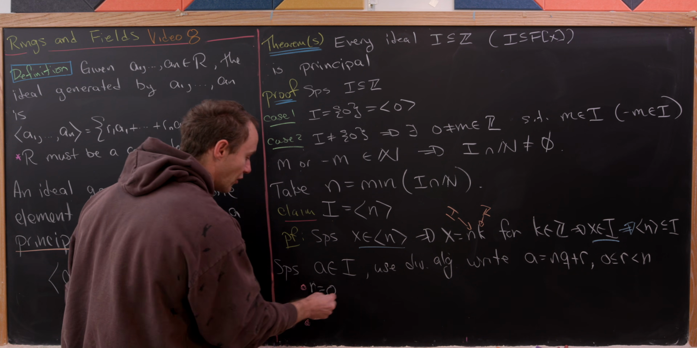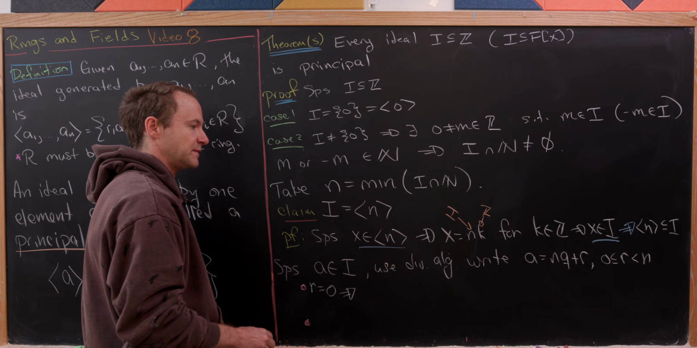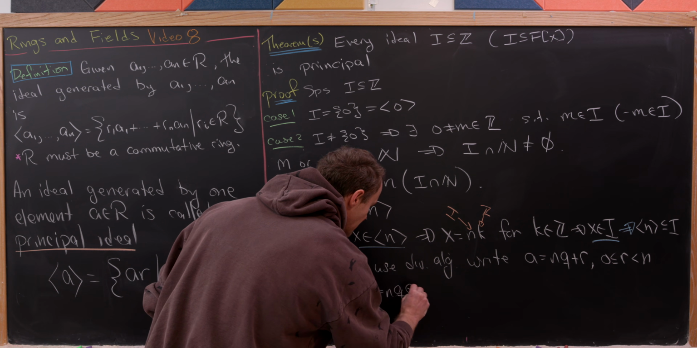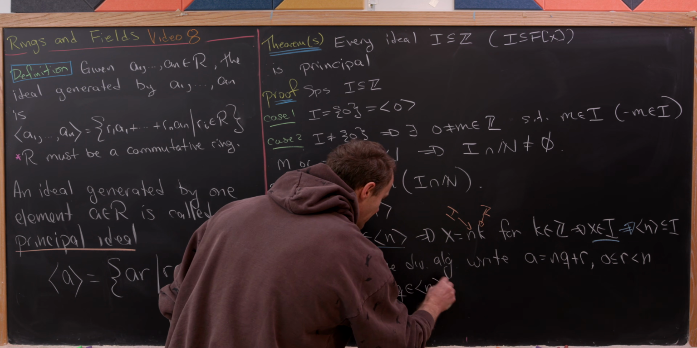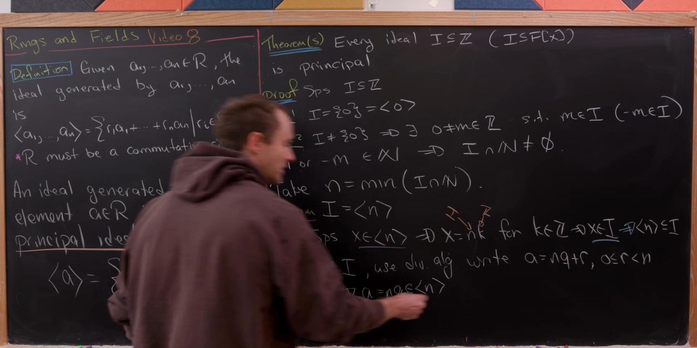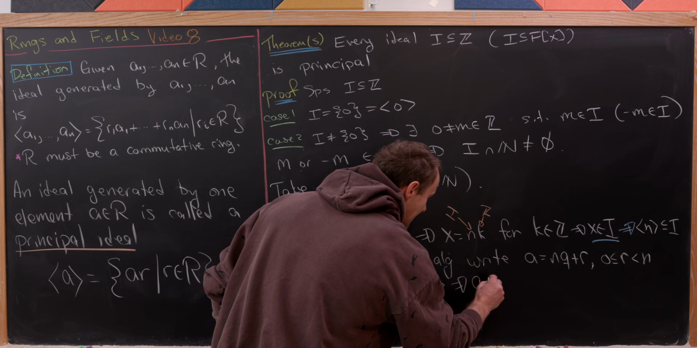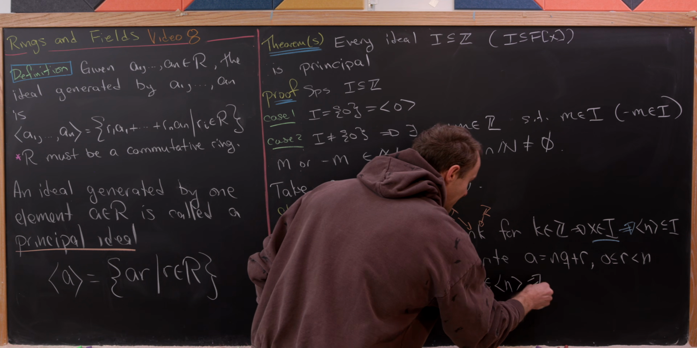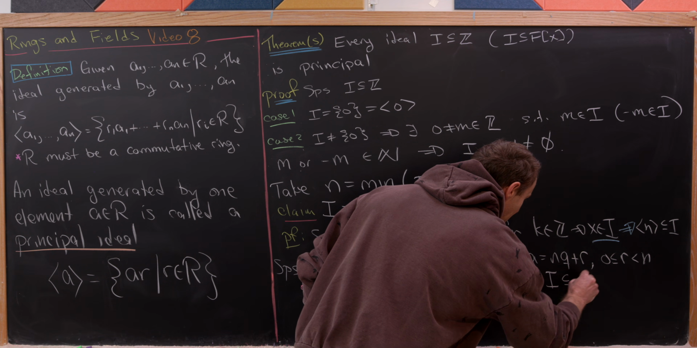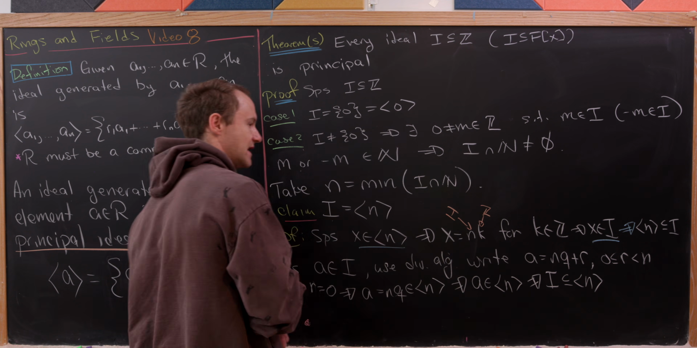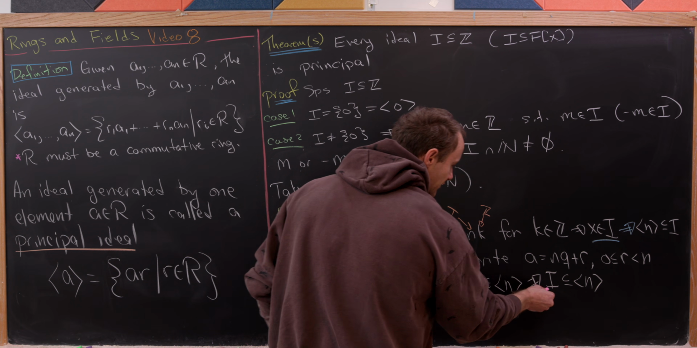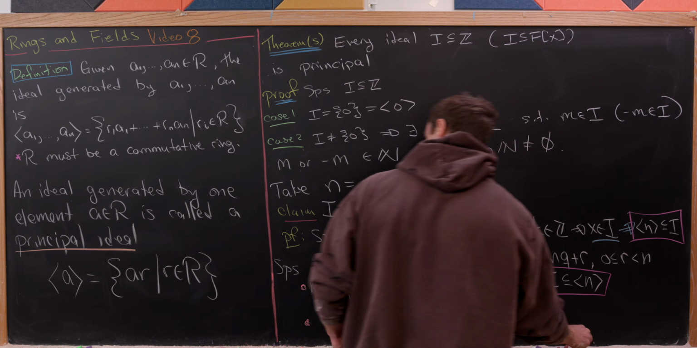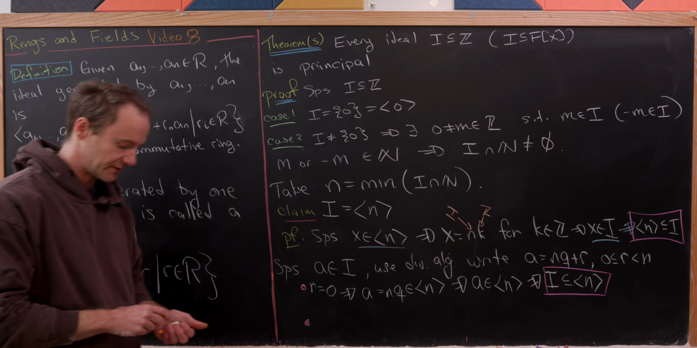Notice that's an allowable value of our remainder. But in that case, we get a is equal to n times q, but n times q is an element of the ideal generated by n, but that tells us that a is an element of the ideal generated by n. To finish this off, that means that I is a sub-ideal of the ideal generated by n. But now if you put together these two magenta boxes, you'll have what we need. You'll have the claim proved.